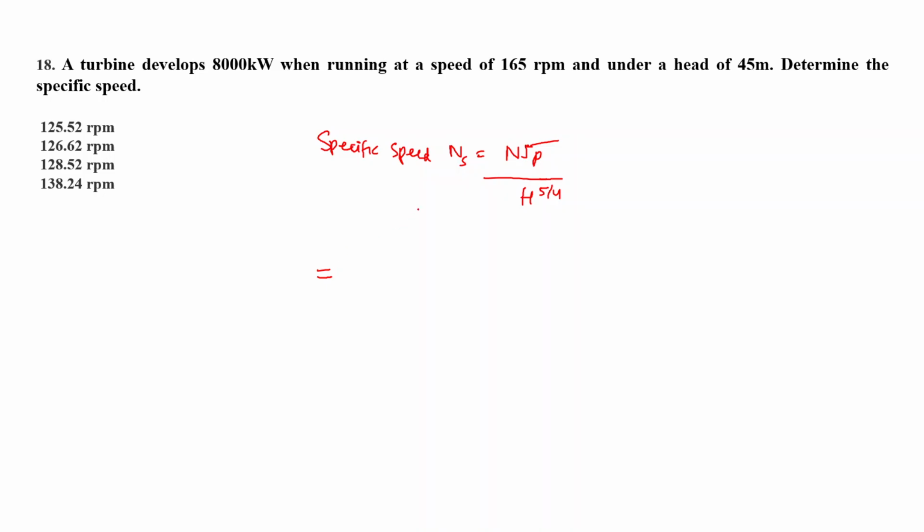So putting all the things already given in the question: N is 165 rpm, P is 8,000, and head is 45 to the power 5 by 4. After calculating, we will get 126.62 rpm. Is it clear? Yes, ma'am.